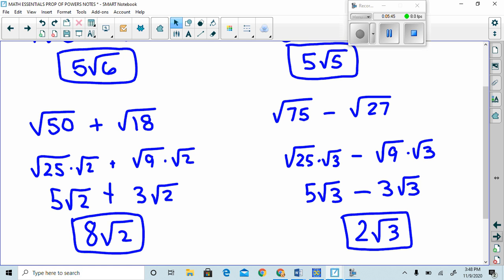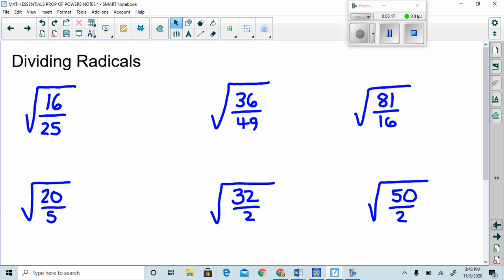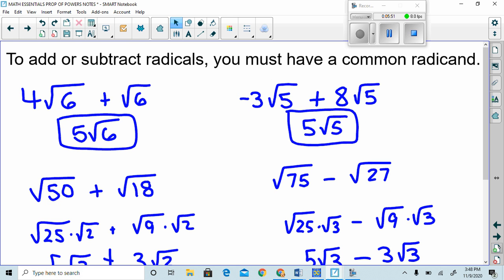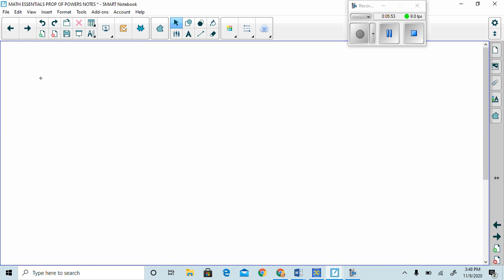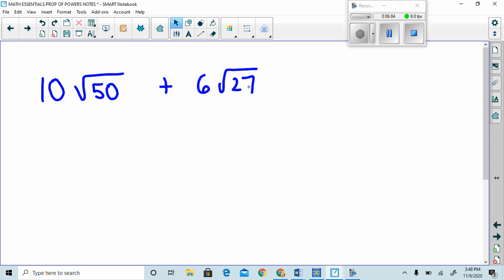If you had a problem like, let's see if this one works out or not. Let me just try one more of this type. If I had something like, let's say, 10 radical 50 plus 6 radical 27. Okay, so as of right now, I can't do anything with this problem. I will simplify each of these.